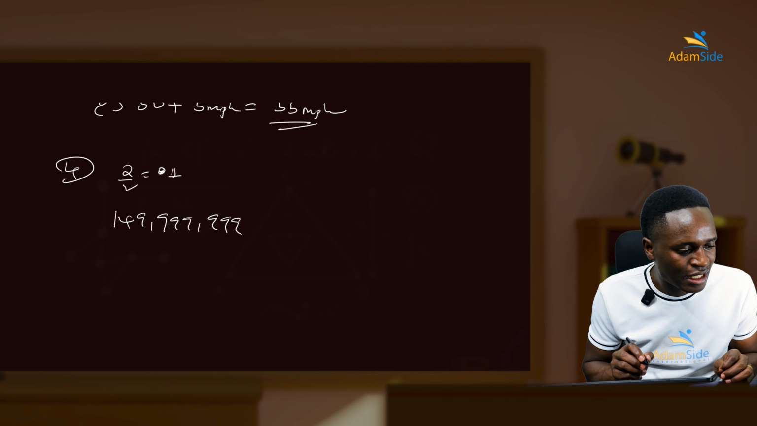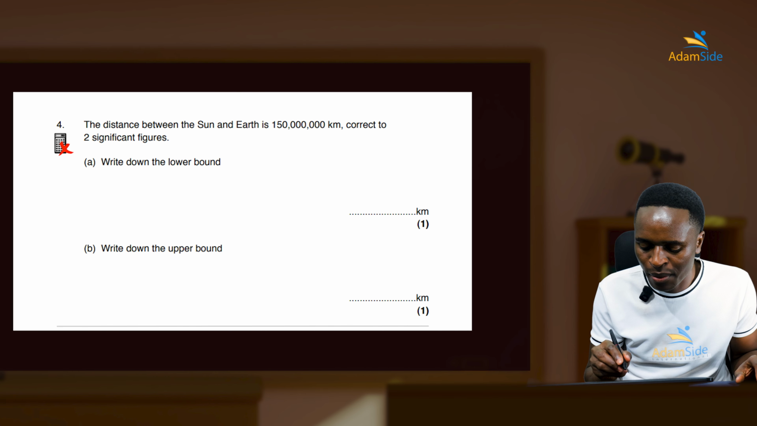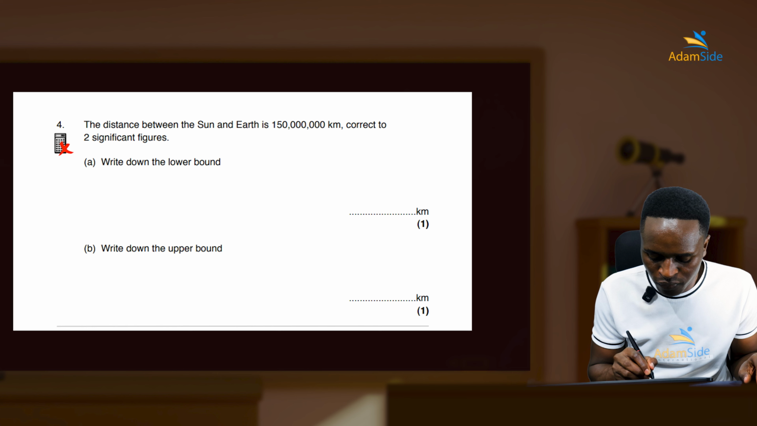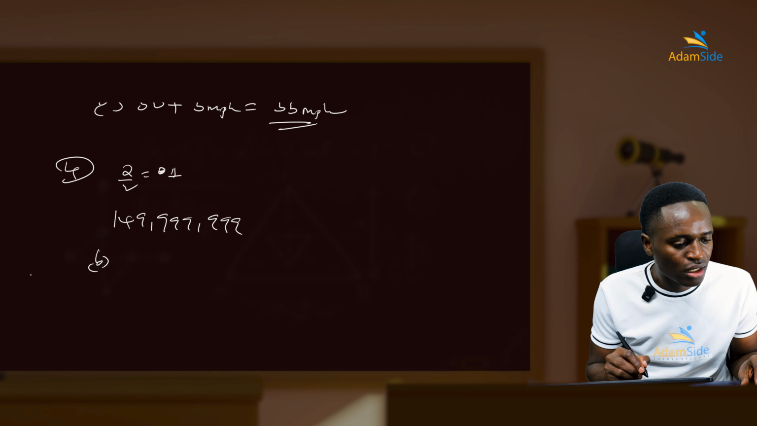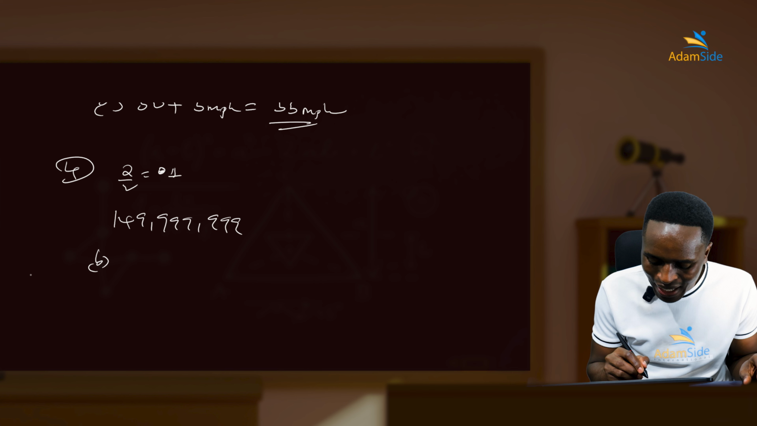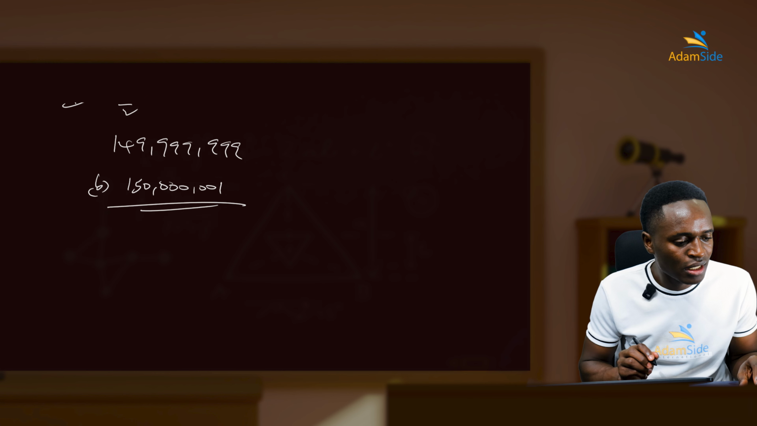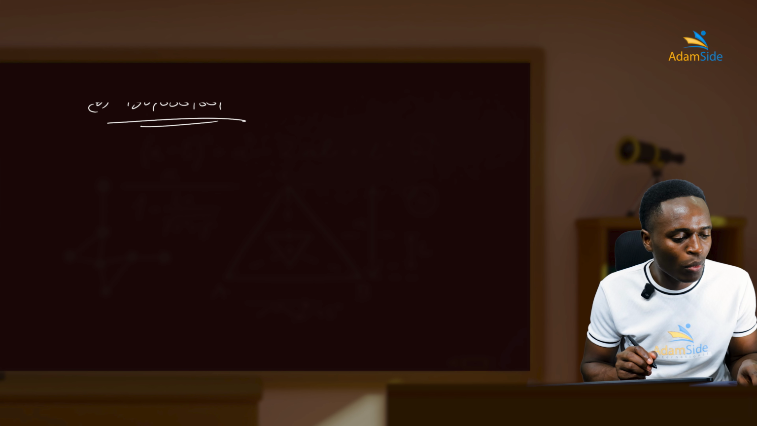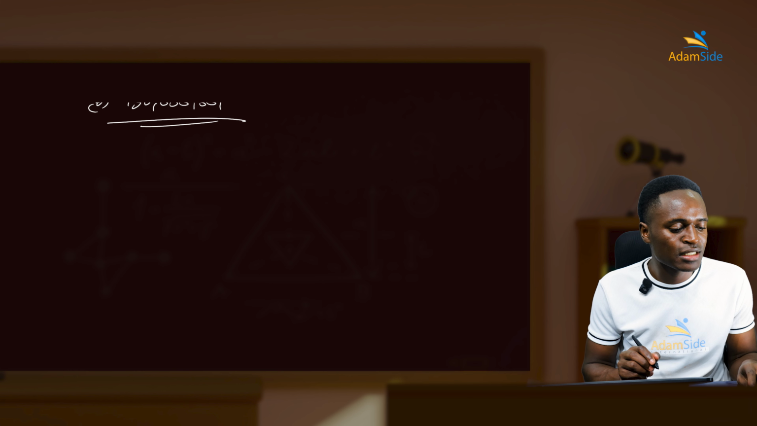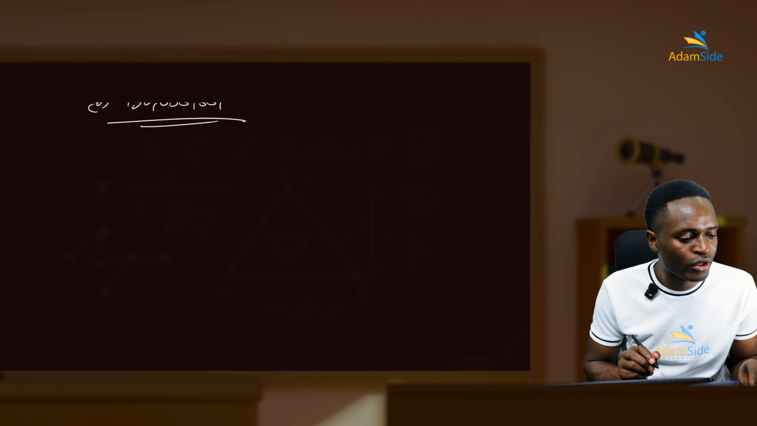And write down the upper bound. For B, the upper bound will be 150 million and 1. This will be in kilometers. That will be the upper bound distance. Correct. And we can look at another scenario.